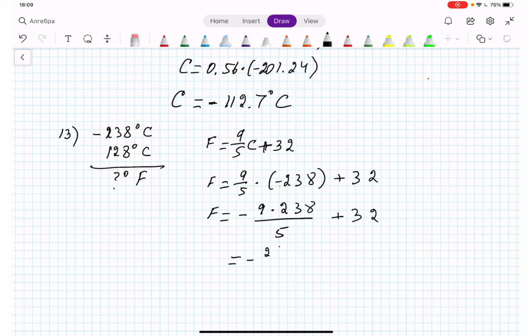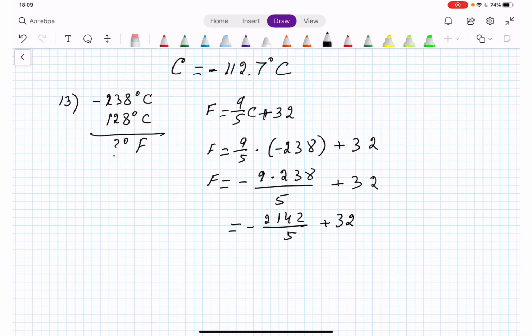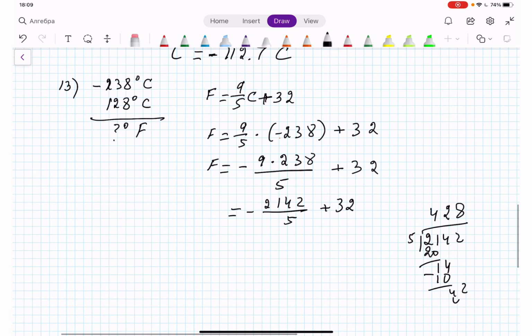It's going to be equal to negative 2142 divided by 5 plus 32, and that is equal to... Let me divide 2142 divided by 5. It's going to be 4 times 20, remainder is 1, bringing down 4 by 5. It's going to be 2, it's going to be 10. 5 times 2 is 10. 42, it's going to be 8 times 40, right? And 220 divided by 5 is going to be 0.4.